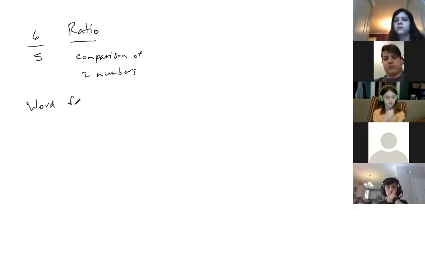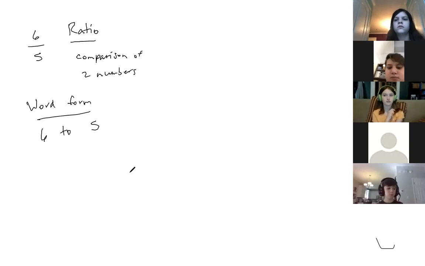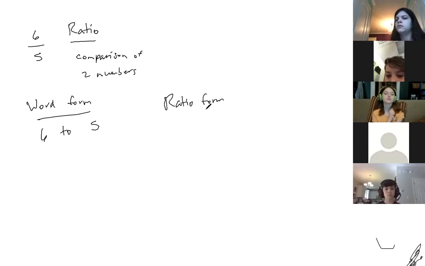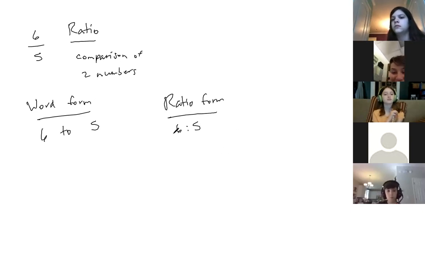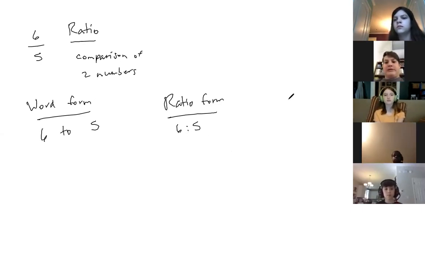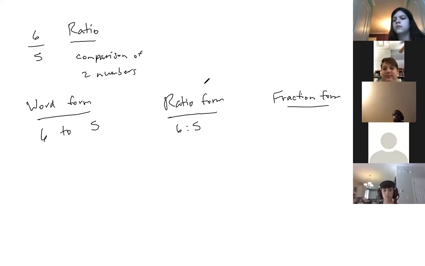The first one is word form. So let's take Blake's example up here: 6 to 5. That's a comparison. For every 6, there's 5. We have ratio form. All right, whoever's drawing there, make sure you're paying attention. 6 to 5. This is ratio form, a number, colon, and another number. And then the last way that we can write a ratio is fraction form, which is how I wrote it up here, 6 over 5. So here are 3 different ways to write ratios.